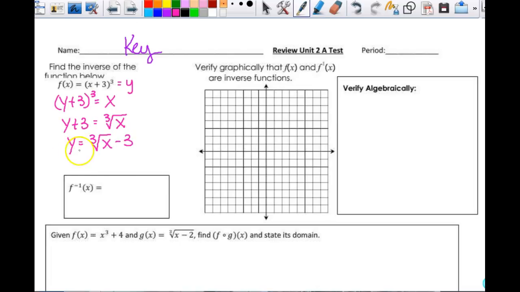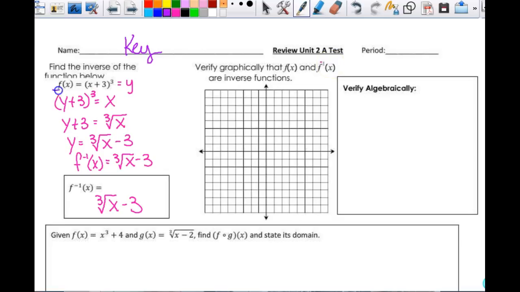So I do not leave this as y equals. This is not y inverse equals. This is the function inverse of x equals the cube root of x minus 3. So this becomes cube root of x minus 3. Then I need to verify graphically that f of x and f inverse of x are inverse functions.